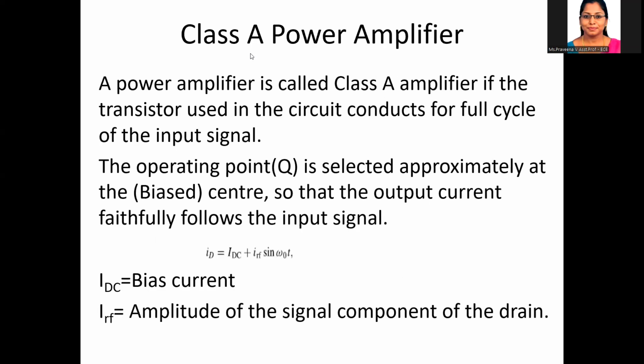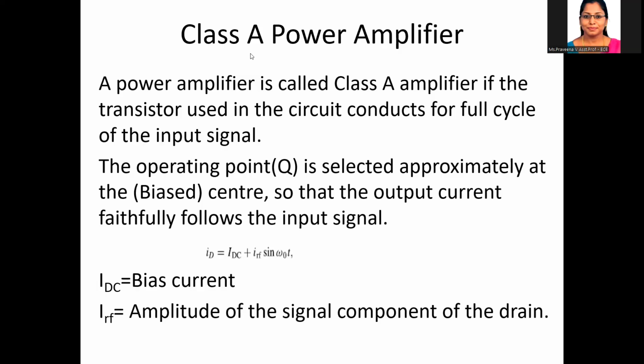Then let us discuss the Class A power amplifier. It is a type of power amplifier in which the transistor conducts for the entire 360 degrees of the input signal. If the transistor remains on throughout the input signal, the output signal is an accurate amplified version of the input signal. Okay, is it clear? Yes. Class A amplifiers are widely used where high signal fidelity and low distortion are required.